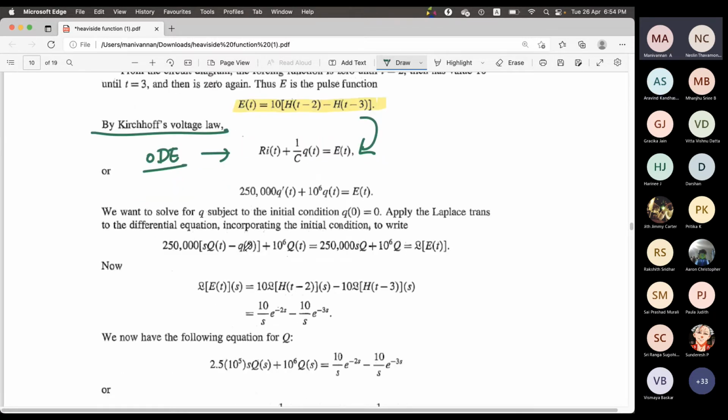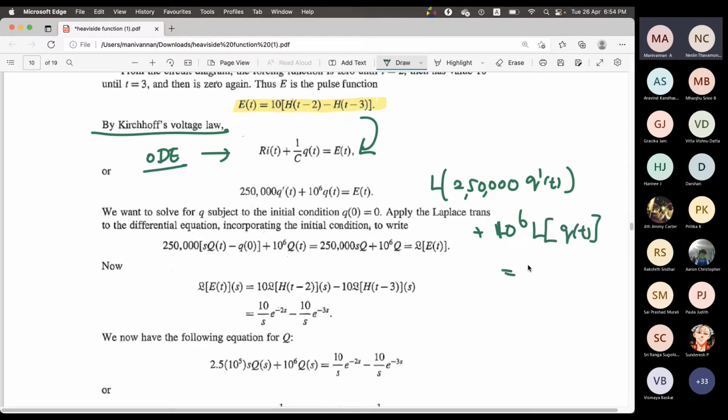So now applying the Laplace transform on both sides: 2,50,000 times the Laplace of Q derivative of t, plus 10 to the power 6 times the Laplace of Q of t, which is equal to the Laplace of 10 times h of t minus 2 minus h of t minus 3.